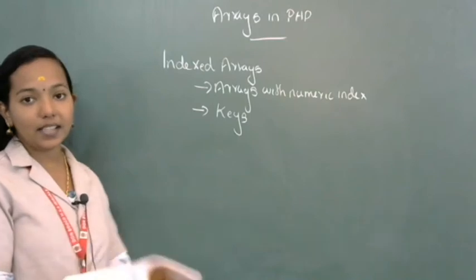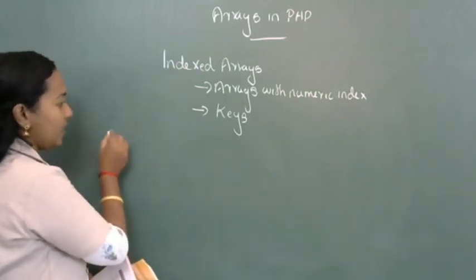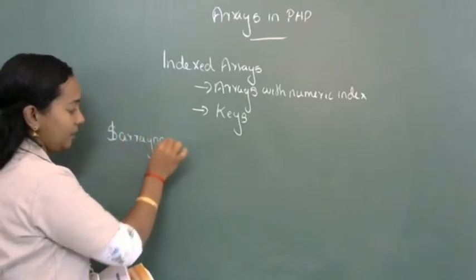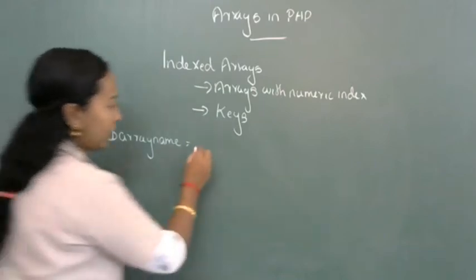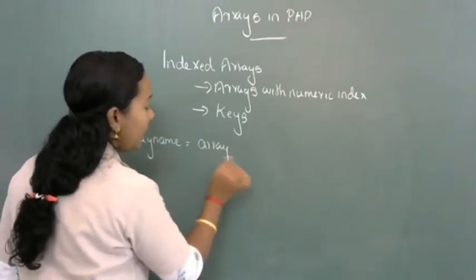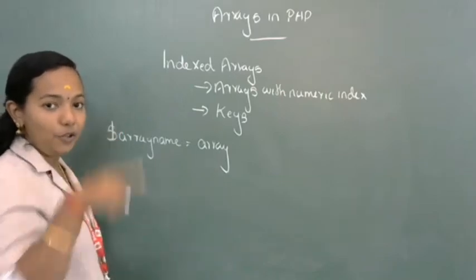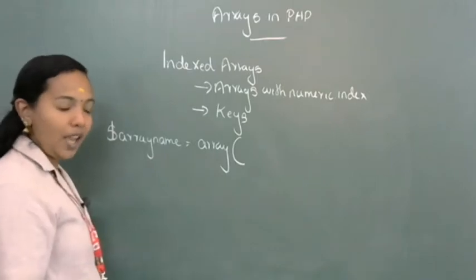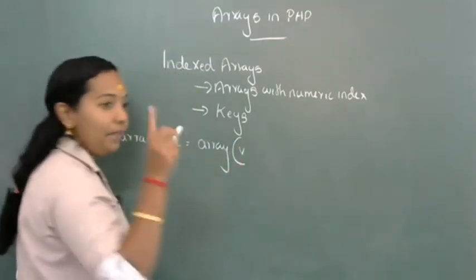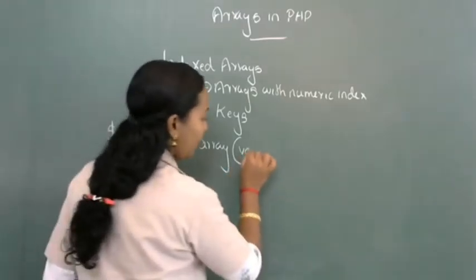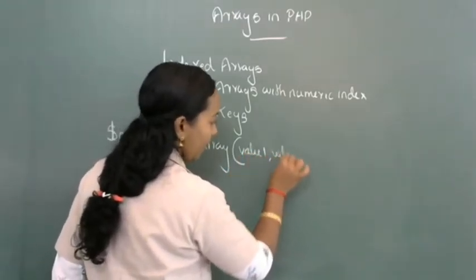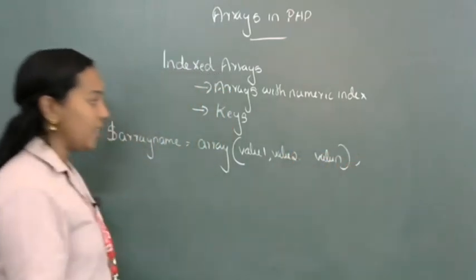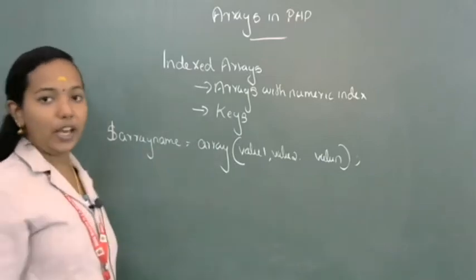First I will write the syntax for the indexed array. $arrayname is equal to array. Normally in C++ for array values we use square brackets, but in PHP we use parentheses. Here array is a function for giving values to the array: value 1, value 2, up to value n, close the parenthesis, semicolon. Any number of values we can give.